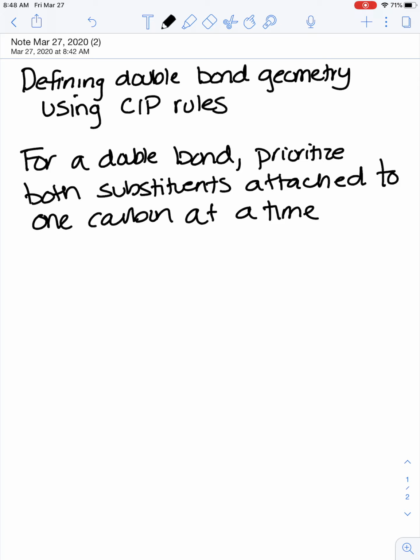When we're looking at a double bond, we prioritize the substituents coming off of one carbon at a time. If we look at something like this, this is carbon 1 and this is carbon 2. We look at the substituents coming off of carbon 1 versus those coming off of carbon 2. Again, we prioritize this substituent versus this substituent, and this substituent versus this substituent here.